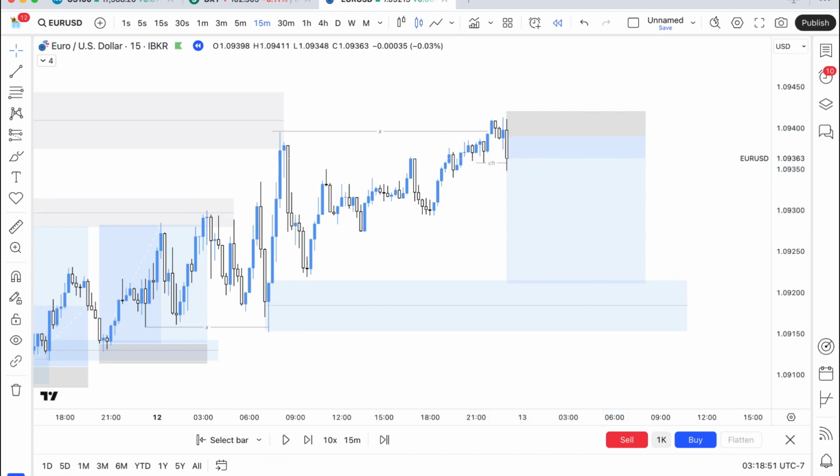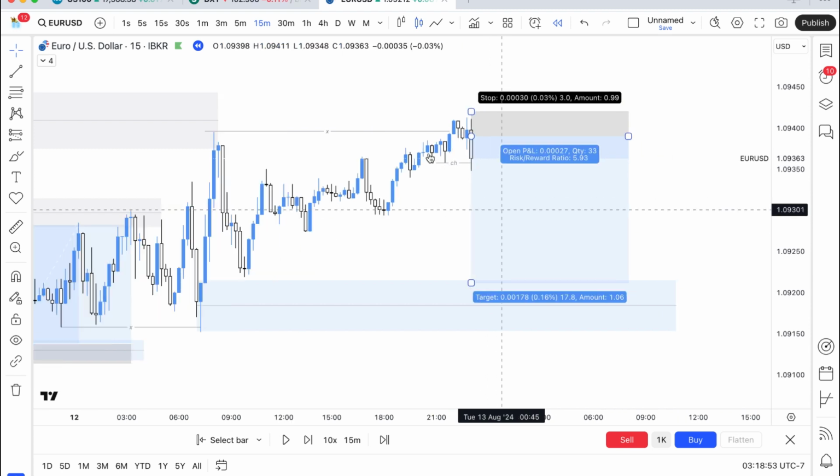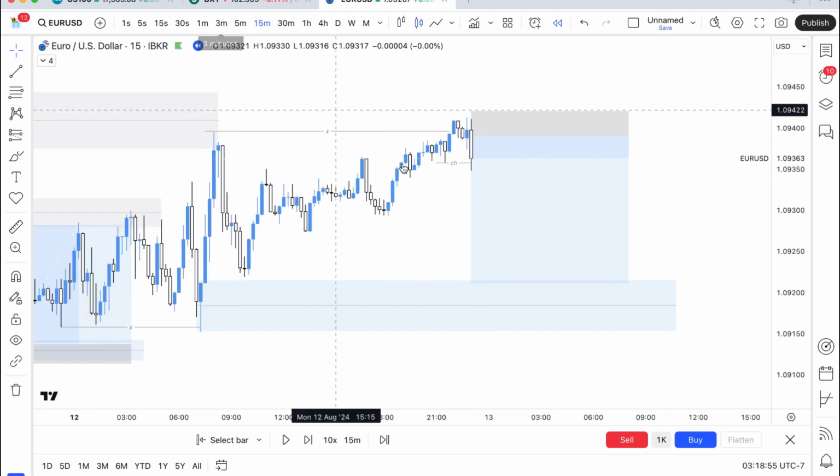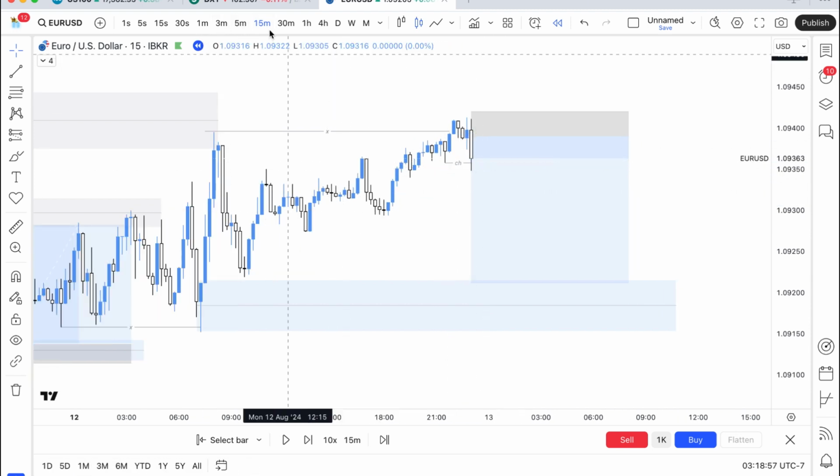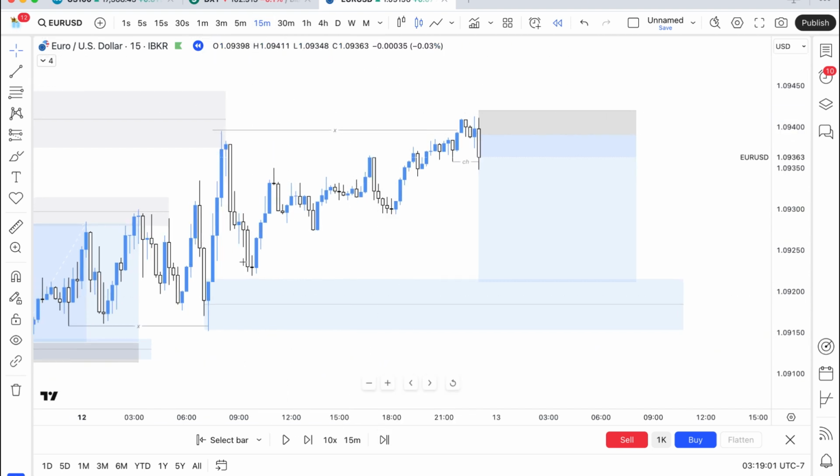Now, I want to show you guys here, okay? Now I can't go all the way down on lower time frames. The only reason is because the data can't. I'm not able to go farther down.